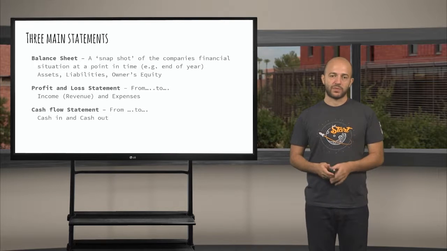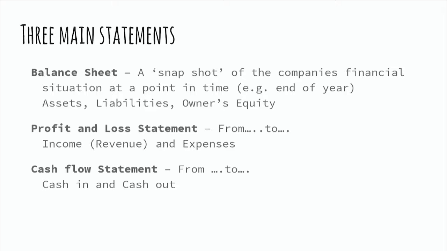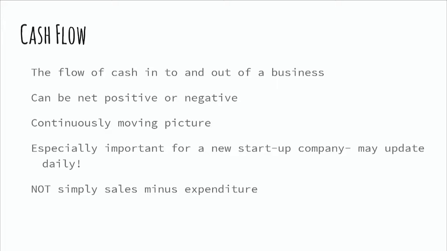So the three main statements that we're going to focus on are the balance sheet, the profit and loss statement, and the cash flow statement. Let's start with the cash flow statement because it seems the most obvious one, right? Cash flow is cash in and cash out. Where's money coming in? Where's money going out? Understanding that cash is king, and that how much money you have in your business actually dictates what you can do, is a pretty big thing.